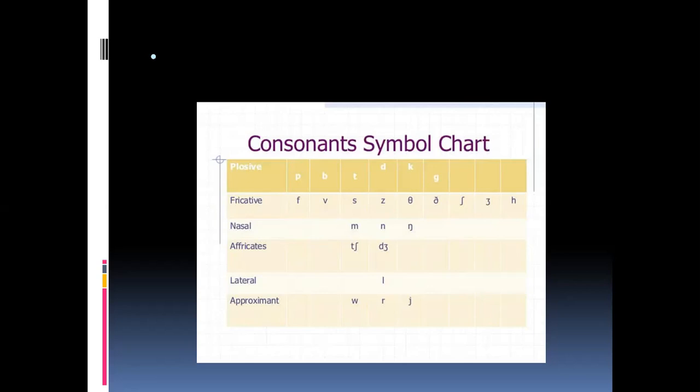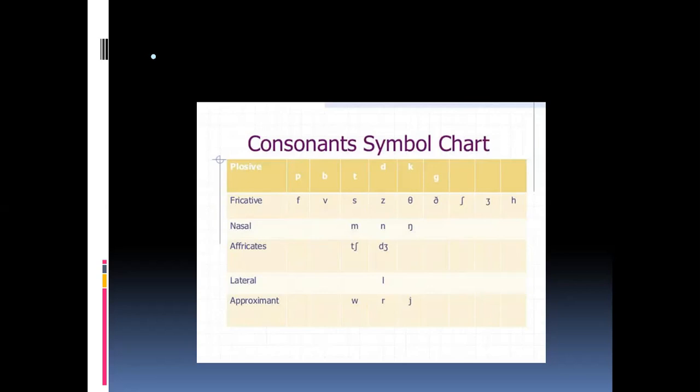And nasal sounds are ma, na, nga. These are the nasal sounds here. And affricates, that is cha and ja. And lateral, that is la. And approximants, that is wa, ra, ya. These are the approximant sounds.